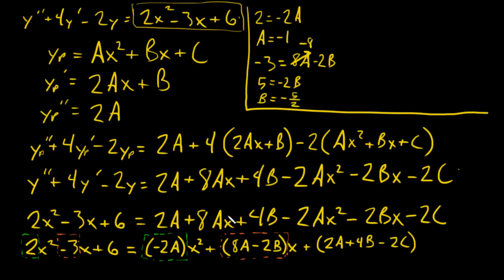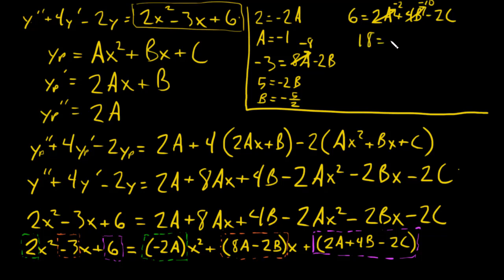Okay? Now I do the exact same thing down here. I go, this term must be equal to this term. So I can now head up here and say 6 equals 2a plus 4b minus 2c. Well, a is negative 1, so this is going to become a negative 2. b is negative 5/2. When I multiply that by 4, I'm going to get negative 10. And so I move that over. I'm going to wind up with negative 12 becomes positive 12 when I move it over. So this is going to be 18 equals negative 2c. c equals negative 9. Okay?